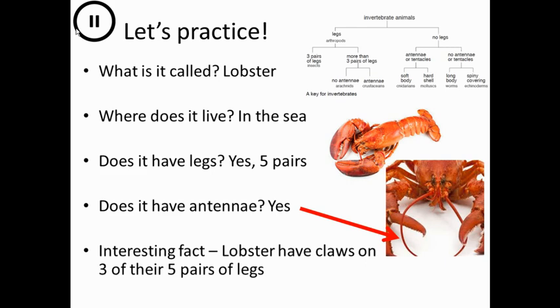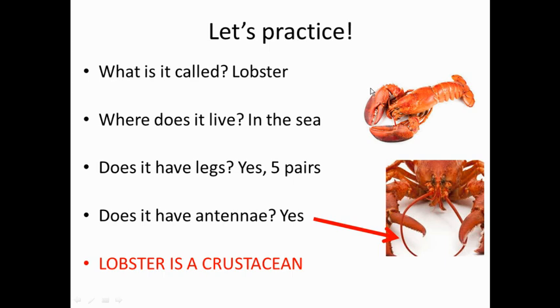Okay, so let's work our way through this. We've got an invertebrate, okay, it hasn't got a backbone. Okay, it has legs. We've got here that it's got 5 pairs of legs. Okay, so it's got legs. 3 pairs of legs, no. More than 3 pairs of legs, yes. Okay, so we're in this section of our flow diagram here. Then, does it have antennae? Yes, it does have antennae. So our lobster is a crustacean. Okay.